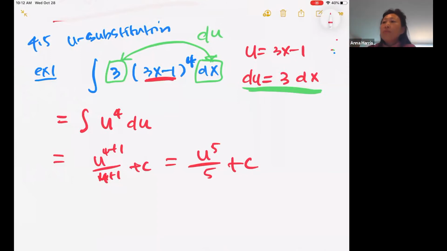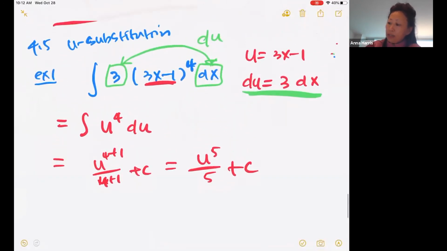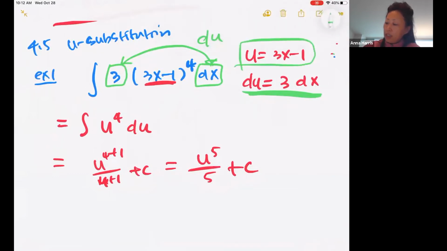But I'm not done yet, remember, because we used substitution so we could take the antiderivative easily, but the original problem is with respect to x. So I'm going to put back my u. My u is what? u is this. So I plug it in, which gives (3x minus 1) to the 5th, everything over 5, plus c. So that is your answer.